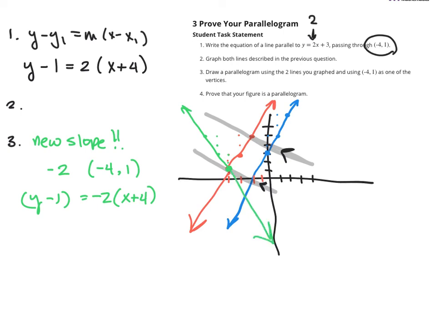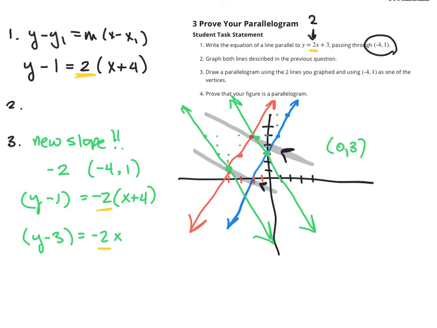And now I need a parallel line. Let's make it a parallel line through this point. That point is (0, 3). So y minus 3 equals -2x. I'm going to go a rise of 2, a run of -1. It doesn't matter what those lines are as long as they have the same slope as each other. These slopes need to be the same, just like these slopes need to be the same. All right, that's a parallelogram.